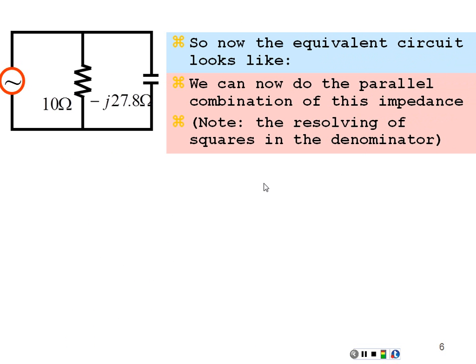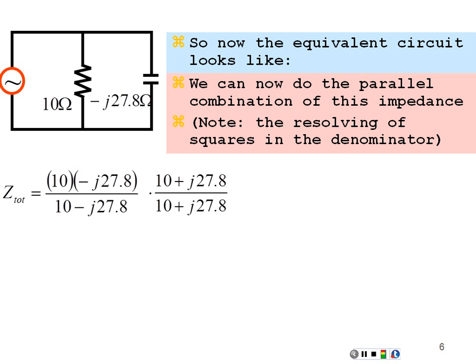Now if I do product over the sum for this, the impedance of that parallel combination, which will be the impedance of the whole circuit, is going to be product over the sum: 10 times negative J 27.8, over 10 minus J 27.8. To try to get rid of the 10 minus J 27.8 factor in the denominator, we're going to multiply it by its complex conjugate. So we'll multiply it by 10 plus J 27.8.